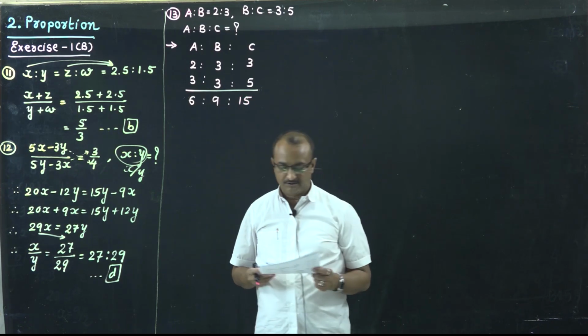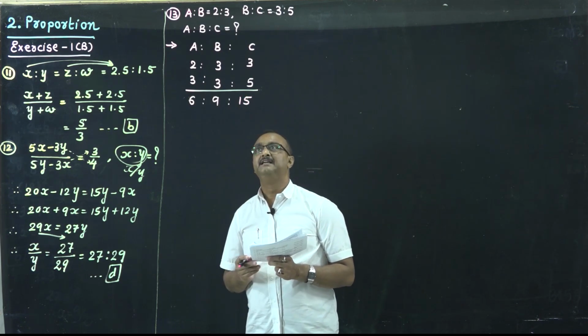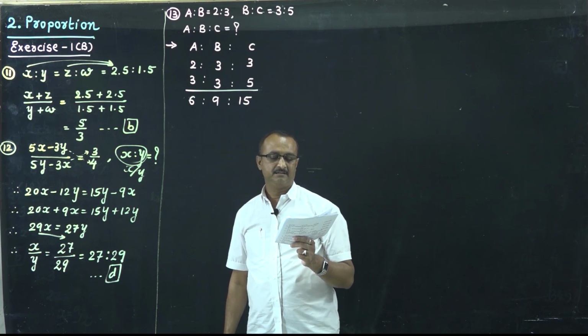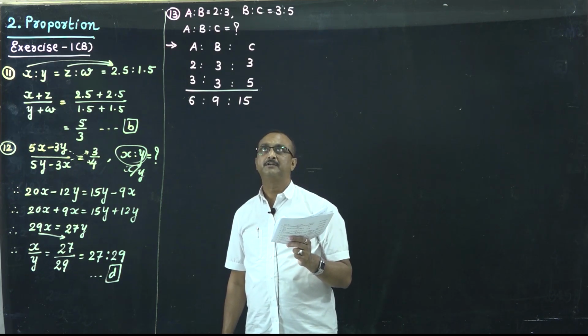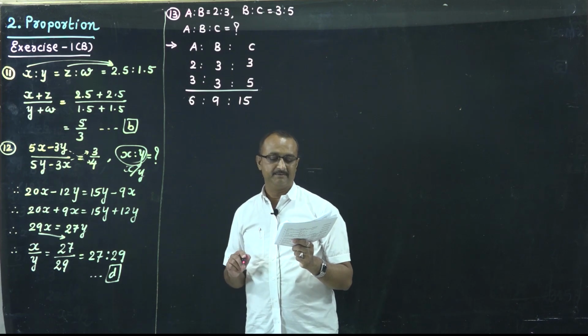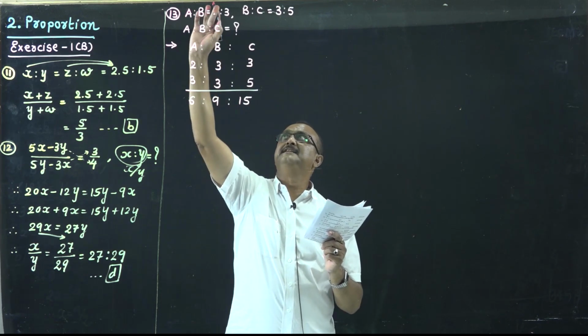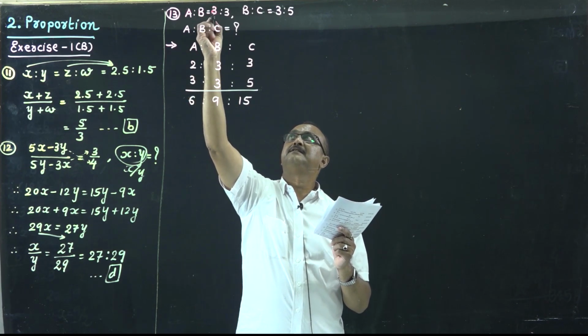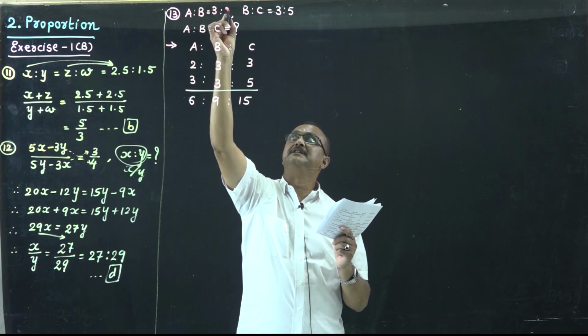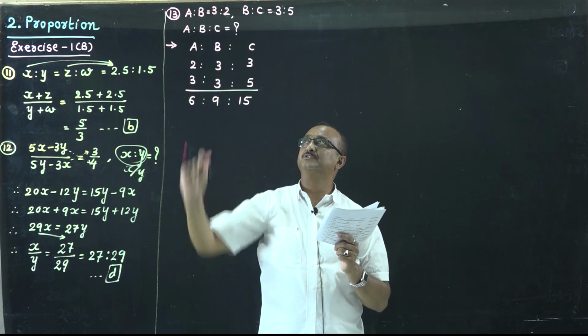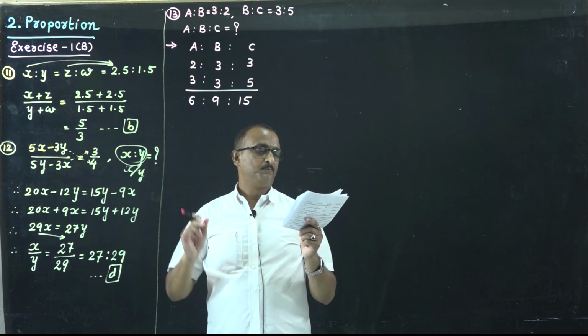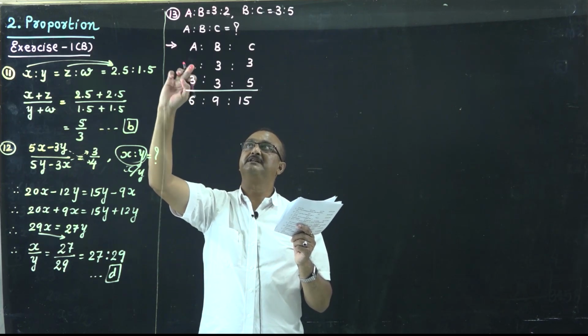So the ratio of A:B:C is, sorry, there was a mistake in writing the question. Actually it is given by 3:2. Instead of here we are writing 2:3. So here also we will have to make the correction. How much will it be here?